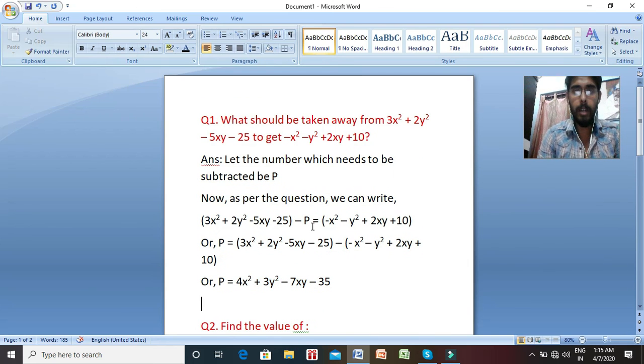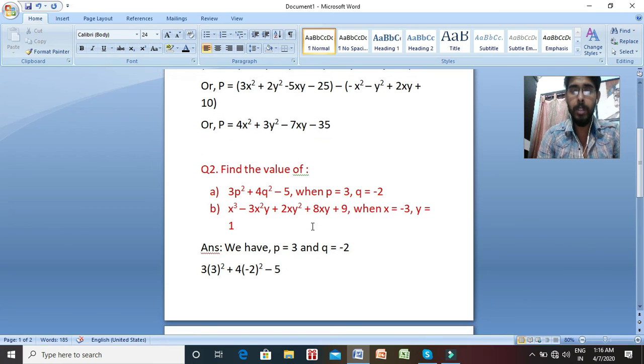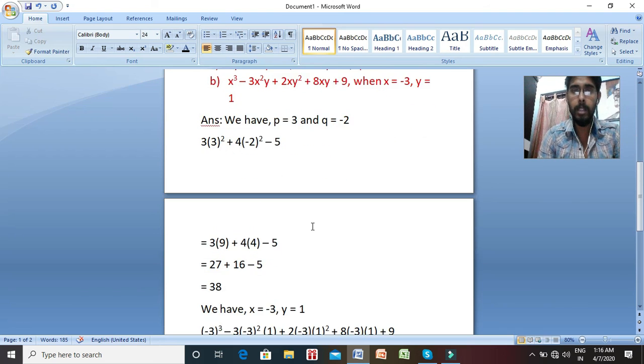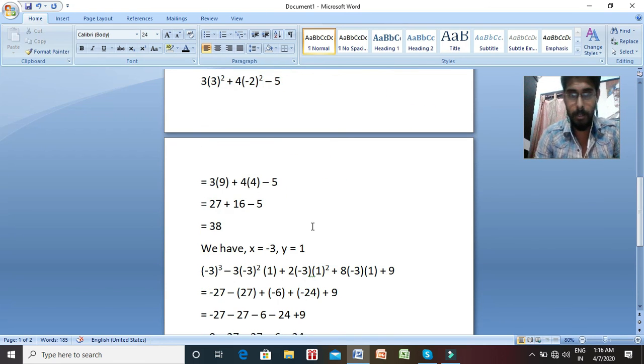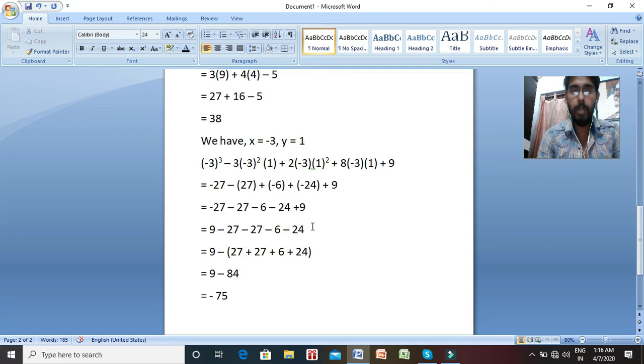So again, just a quick recap. The first question was, what should be taken away from this number to get this number? All we needed to do was to consider that number as p and find the value of p. In the second one, the values were given to us, we needed to just compile them to find the answers. Okay, so this is how we have done these 2 questions, and that wraps up today's video.